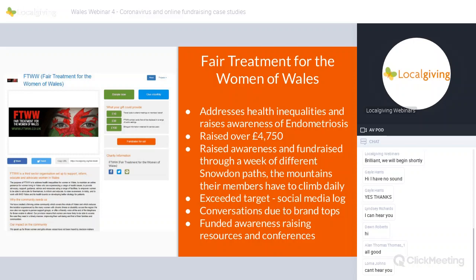And then they used that raising awareness and that fundraising to fund awareness raising resources and the cost of them going to conferences and things like that as well. So something like that, it can really use the challenges that are on your doorstep and also really link it into your main work of raising awareness as well.